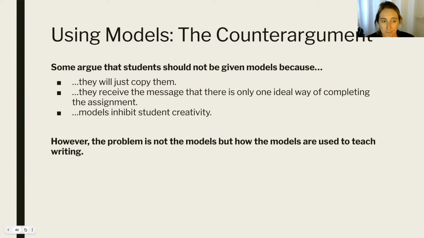Next slide, please. And so I think sometimes when we talk about models, instructors will say that students should not be given models because they'll either just copy them, they'll get the message that there's only one right way to produce a text, and that these models might inhibit the student's creativity. But I think these are all valid points, but the problem is not with giving students models. I think it's how we use them to teach writing. It's not enough to just hand students examples and say, okay, fine, make what you want of them. I think they can be used very strategically to complement writing instruction.